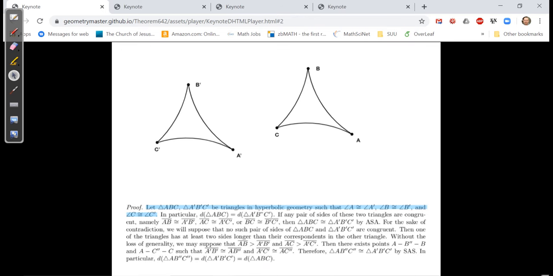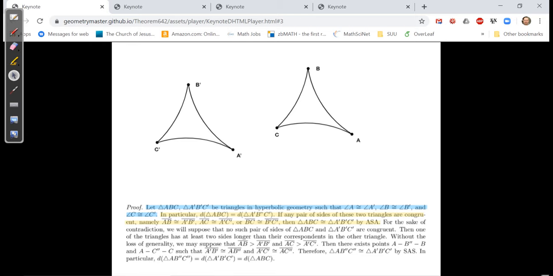Let's say that we have two hyperbolic triangles, ABC and A prime B prime C prime, so that the corresponding angles are congruent. A is congruent to A prime, B is congruent to B prime, C is congruent to C prime. Because their angles are congruent, their defects will be equal. That's an important part of this proof. That's basically what this proof is going to be based upon.